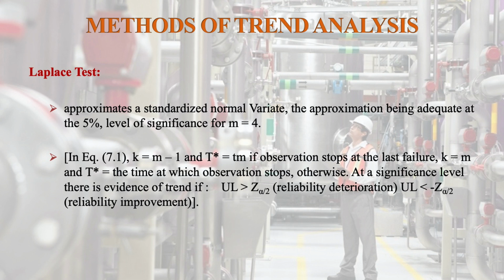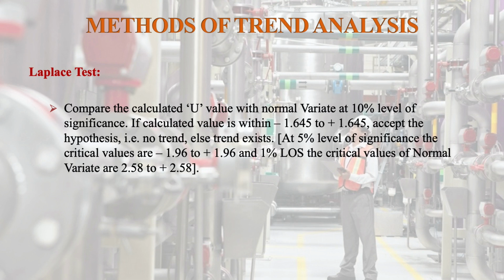Otherwise, at significance level, there is evidence of trend if UL is greater than Z alpha by 2, that is reliability deterioration. UL less than or equal to minus Z alpha by 2, that is reliability improvement. So compare the calculated U values with the normal variate at 10% level of significance. If the calculated value is within minus 1.645 to plus 1.645, accept the hypothesis, that is no trend, else trend exists.